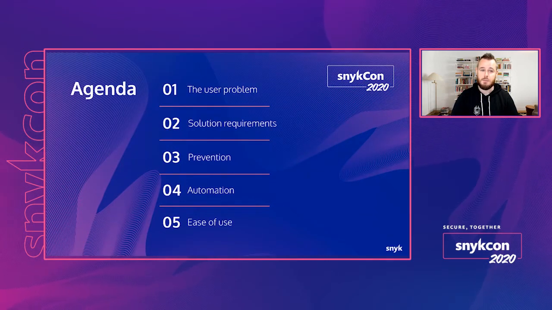I'm going to start by covering the user problem, though we're all pretty familiar with the challenge that vulnerabilities pose. Then I'll spend a little time reviewing what the more general requirements of a security solution are when you're trying to solve this problem. Then I'll look at the importance of prevention in keeping vulnerability counts low, including a look at some of the ways Snyk aids with prevention.